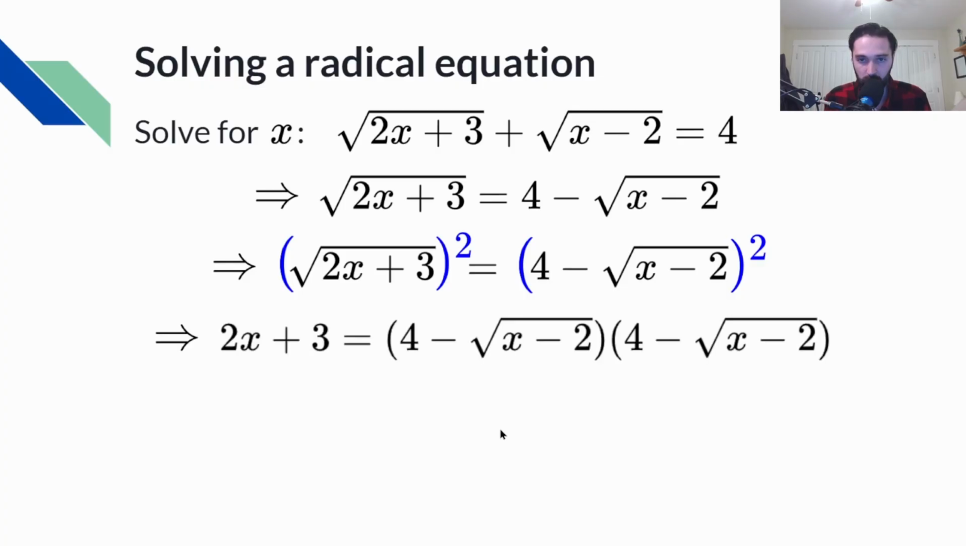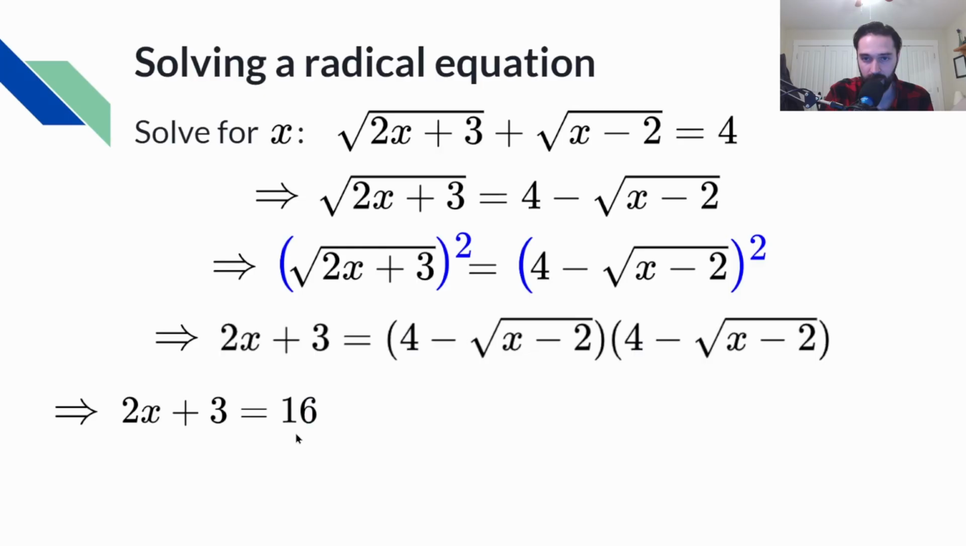Okay, but on the right-hand side, we have something that we need to FOIL. 4 minus root x minus 2, whole thing squared, looks like this. So let's FOIL this right-hand side and see what we get.